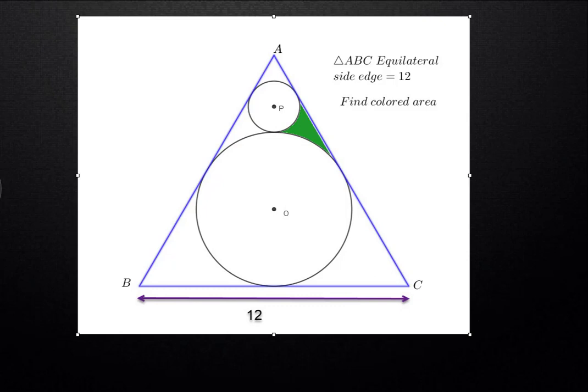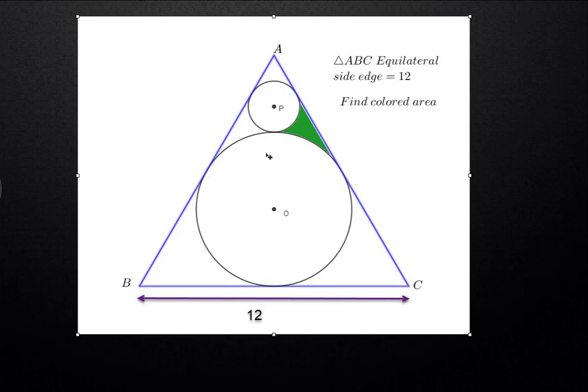Greetings all. Today we have just a small problem regarding a triangle and two circles inscribed, and what we have to do is find the value of the green colored area. It is an equilateral triangle with side edge of 12, so that means BC is 12, AB is 12, and AC is 12. We are going to use that information to find the area of our green part here.